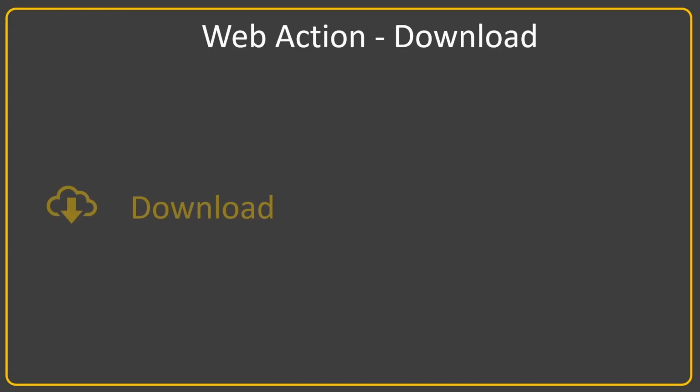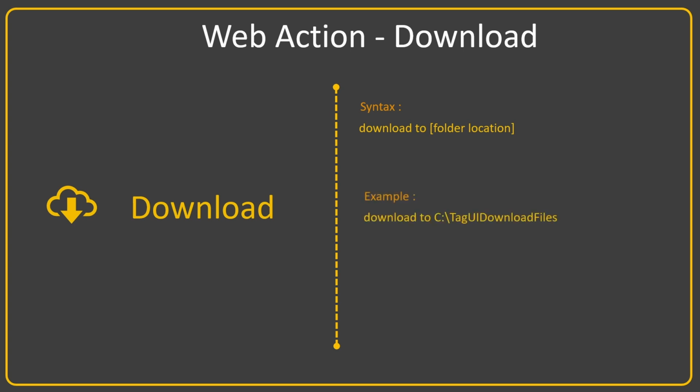Similarly, you can also download by just specifying the download location, download to a folder, and you can specify download to a specific location. Example of that is download to, and you download to a specific location. In this case, you see the example, the file will be downloaded into the TagUI download files folder in C drive. So let's see an example demo to demonstrate both the keywords of TagUI.